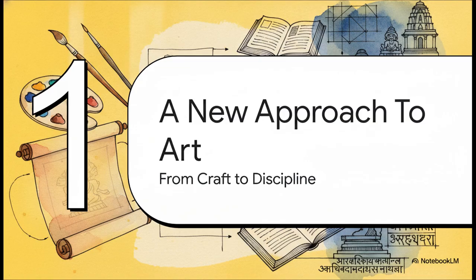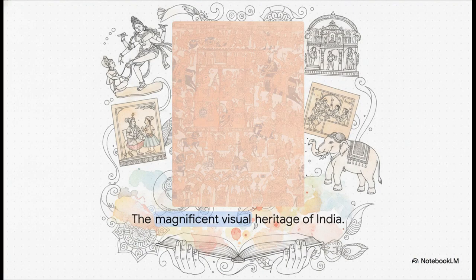Section 1. A new approach to art, from craft to discipline. Take a look at the incredibly intricate artwork here. I mean, just look at the density of the figures, the patterns. There is a massive amount of storytelling happening in just one single frame. Now, in our early schooling, art is mostly about free expression. But when we hit the senior secondary level in this chapter, it shifts. We kind of become curators of our own history. We start treating this magnificent visual heritage as a highly prestigious academic discipline.